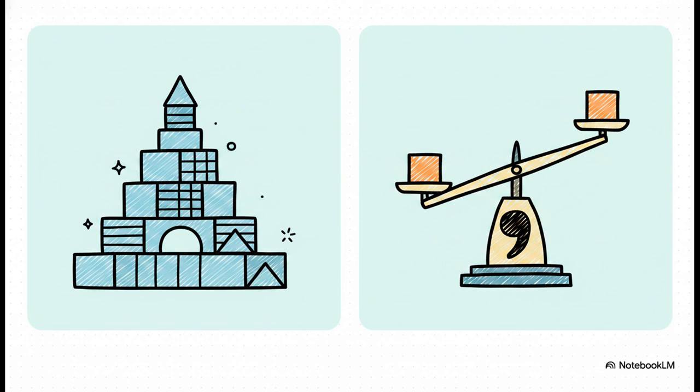Cumulative adjectives, like smart Muslim, follow that OSASCOMP order. They come from totally different categories, right? Like opinion and origin. Since they build on each other step by step to define the noun, no commas are needed. But coordinate adjectives, like heavy and bulky, belong to the exact same category. They have equal value modifying the noun, so you absolutely must separate them with a comma.